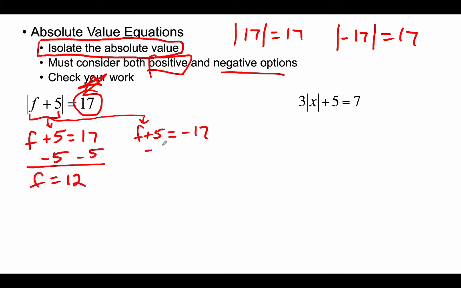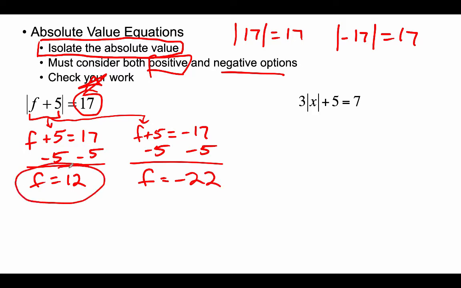And I get f is 12. And I solve the equation, and I get f is negative 22. I get two answers, okay? And the whole reason is I have to do this one and I have to do this one. Both of those absolute values lead me to positive 17. You gotta check your work.